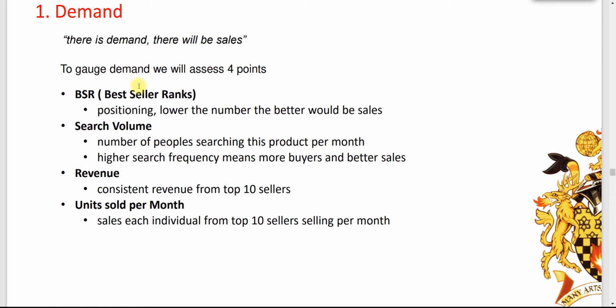Revenue: consistent revenue from the top 10 sellers. As I have explained in the previous videos, why we should analyze the revenue and what the pros and cons are, I've explained all of that before. Then units sold per month: what are the sales of each individual seller from the top 10 per month? So these are the 4 things that will let us know the demand for that product.